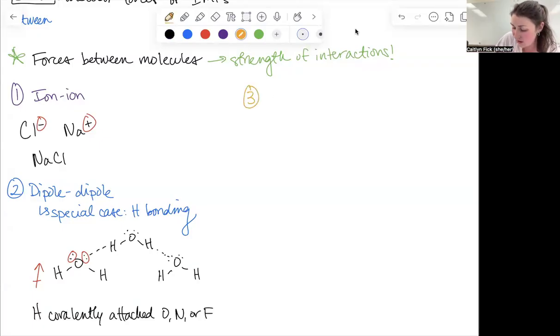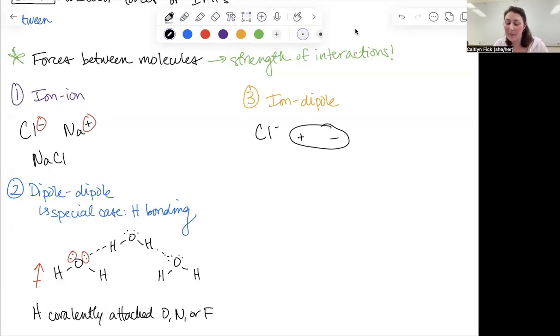Our third example here is going to be ion-dipole. So we can have an ion like Cl minus, and then I'm just going to draw a generic version of a molecule with a dipole. So we have a full negative charge on our chlorine and a positive charge on this molecule with a dipole, and the way I've drawn them is showing the most favorable orientation of these molecules, where we're likely going to see some favorable interactions occurring between that negative and positive charge.